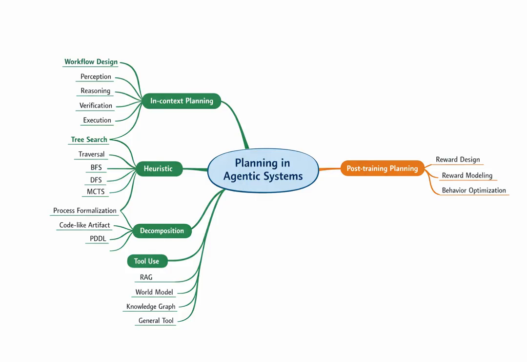The second major paradigm is optimization-based planning. Here, the model learns to plan through training techniques like deep reinforcement learning. It is not merely prompting the model to think step by step at inference time. The model's actual neural weights are updated based on the ultimate success or failure of its generated plans. This internalizes the planning capability, making the agent inherently better and vastly more efficient at long-horizon tasks over time.